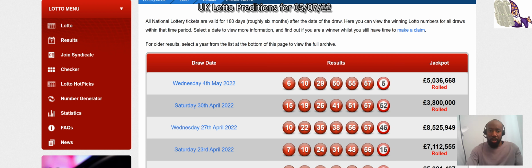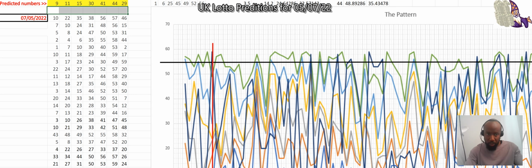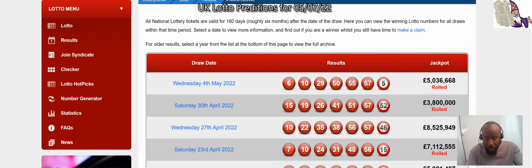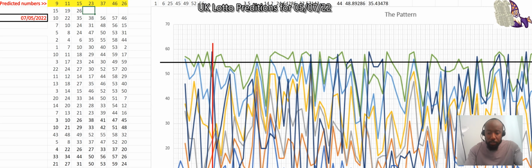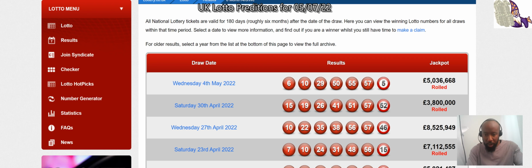Well, let's play today's. I'll get the figures from here, which is 15, 19, 26. So type it in manually. 26. What's the next figures? 41, 51, 57. You can see while I'm typing it, the figures on the top will be changing, but ignore that for now. It's not important for now.